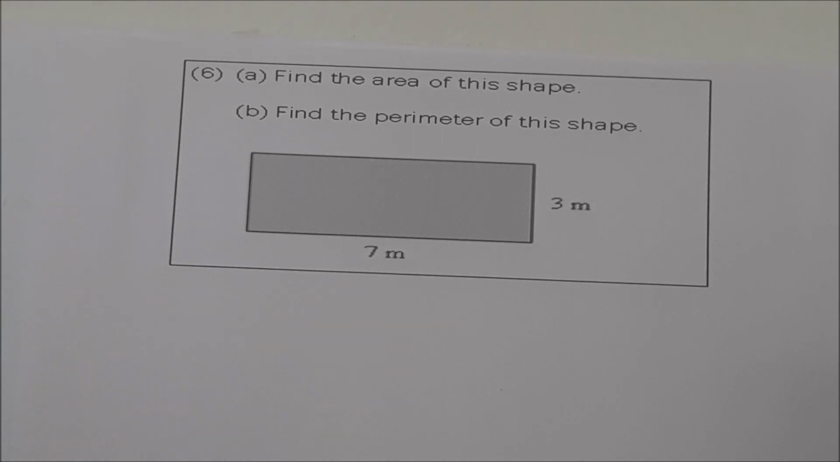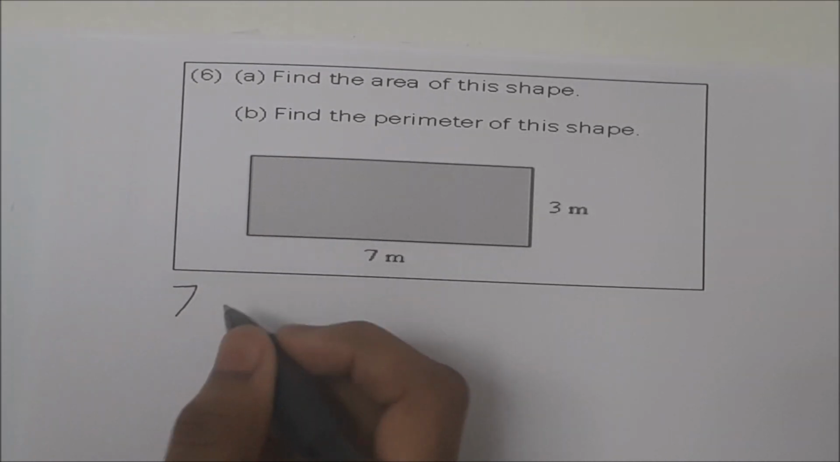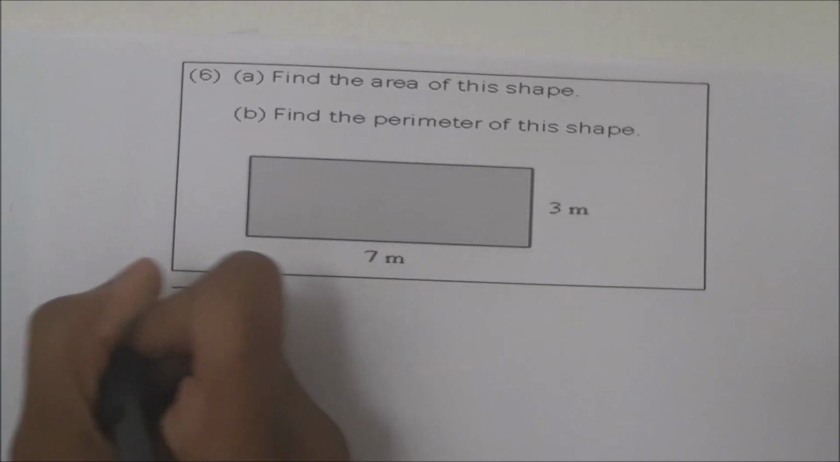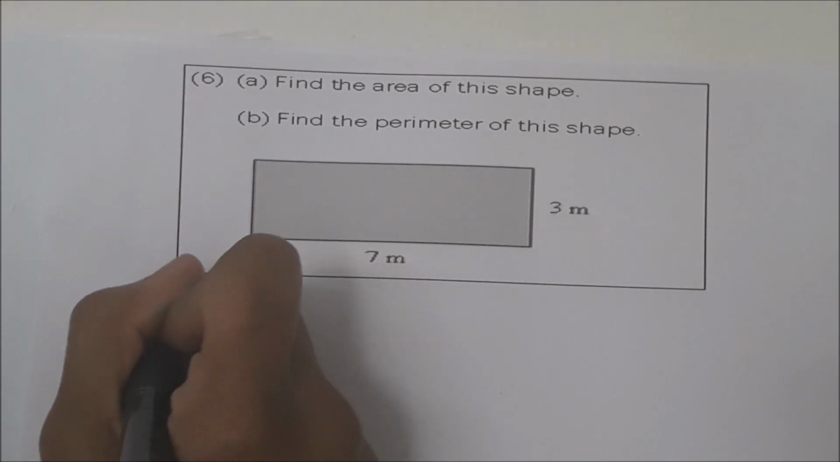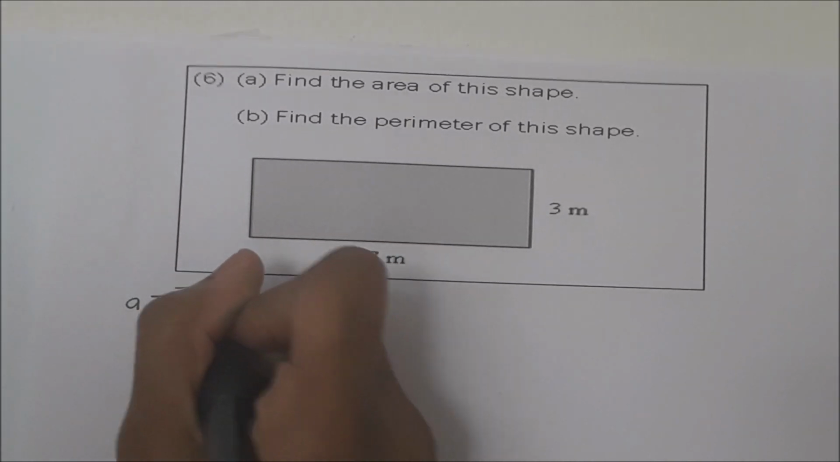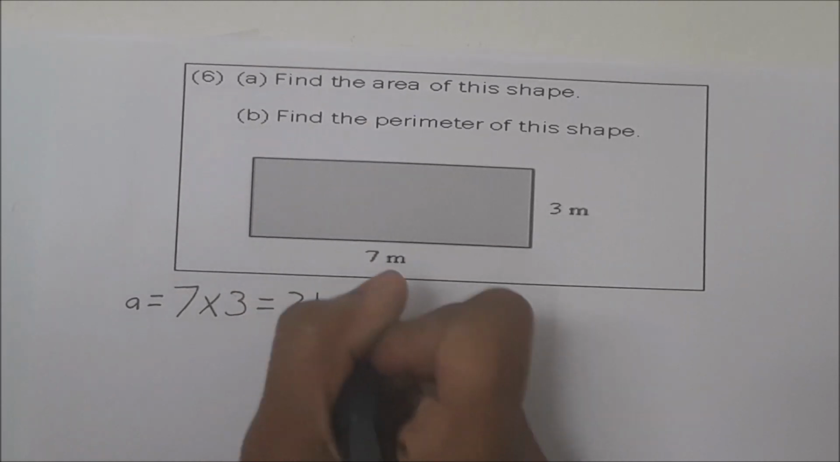Okay, Brianna, 6A, work it. I'm going to say 7. Tell us, put A first. Area is equal to, A to the front of it. A is equal to 7 times 3, which is equal to 21 meters.